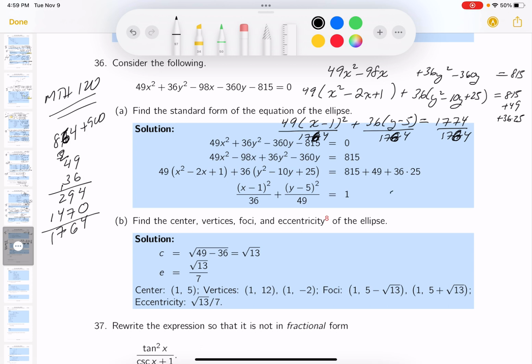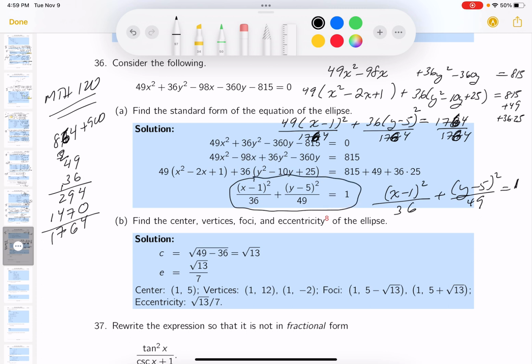So what do I get over here? X minus 1 squared over, well, that would be 36 then, right? Plus y, whoops, another mistake, I put a square over there. Y minus 5 squared over what? Over 49 is equal to, whoops, this is 64. Sorry about that. All right, that's the answer given to me over here. There we go, I'm just practicing.